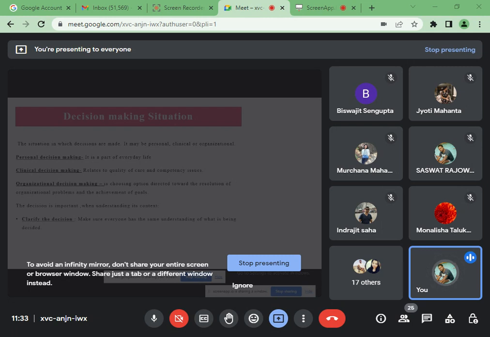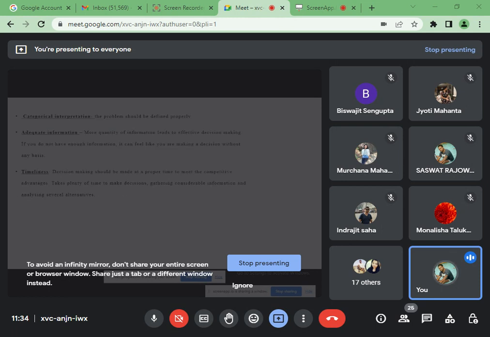The decision is very important when understanding is complex. First, clarify the decision. Make sure everyone has the same understanding of what is being decided. Secondly, categorical interpretation. The problem should be defined properly. Next, adequate information. More information leads to effective decision making. If you do not have enough information, it can feel like you are making a decision without any basis. Then lastly, timeliness. Decision making should be at a proper time to meet competitive advantages. It takes plenty of time to make decisions, gathering considerable information and analyzing several alternatives.